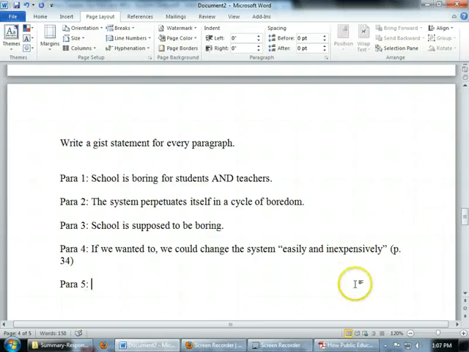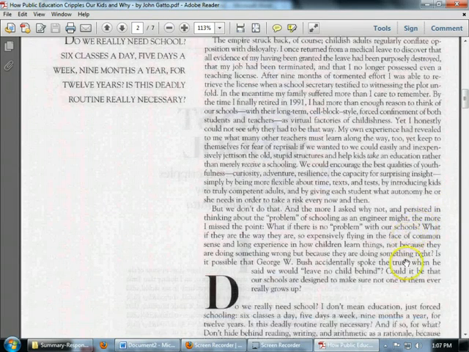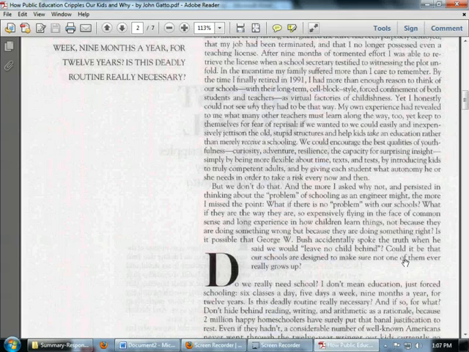And in paragraph 5, the last paragraph of Gatto's introduction, here he's basically revealing his thesis. He does it in the form of a question when he says, could it be that our own schools are designed to make sure not one of them ever really grows up?